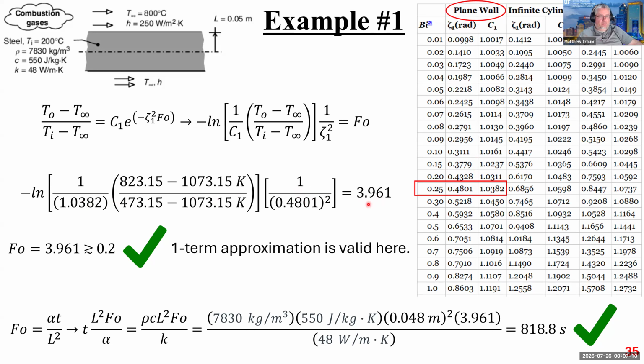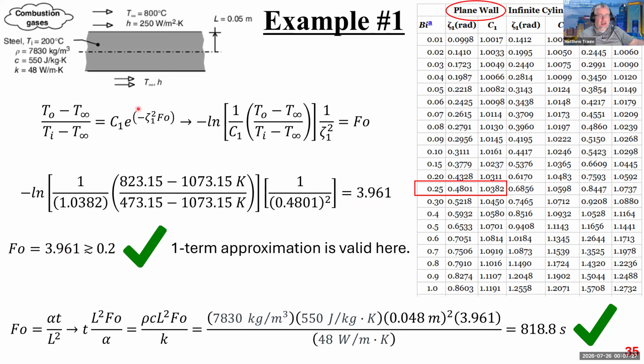Okay, so let me do a sanity check here because my Fourier number for this configuration is 3.96. I want to compare that to 0.2. It's bigger than 0.2. And so this allows me to use the one-term approximation.